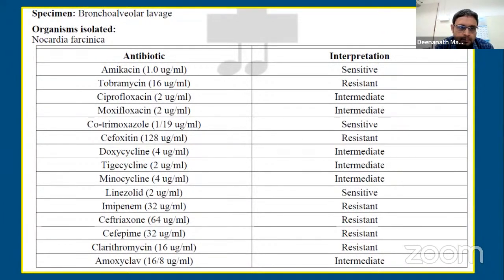I have amikacin, I have TMP SMX, and then I have linezolid, and then I have intermediate susceptibility for a few other drugs such as minocycline, tigecycline, doxycycline. Now, let's say he had severe pulmonary nocardiosis or disseminated, wherein I want to use 1 to 2 IV agents upfront. My options are very, very limited.